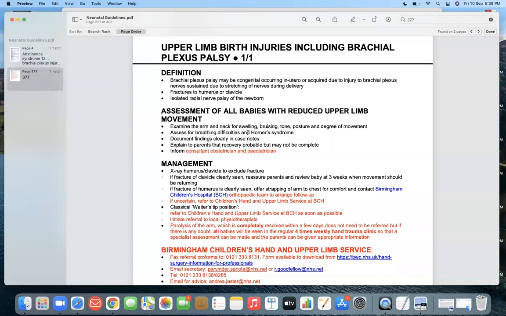Assessment of all babies with reduced upper limb movement: examine the arm and neck for swelling, bruising, tone, posture, degree of movement. Assess for breathing difficulties and Horner's syndrome. Document findings clearly. Explain to parents that recovery is probable but may not be complete. Even in a communication scenario, tell them that it is probable but may not be complete, as you are not sure at that moment. Inform consultant obstetrician and pediatrician. In a small baby, you will tell even the obstetrician and pediatrician.